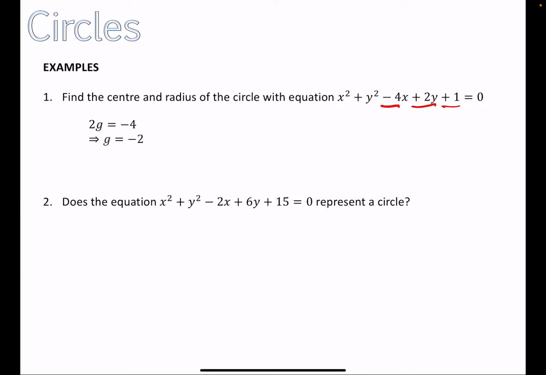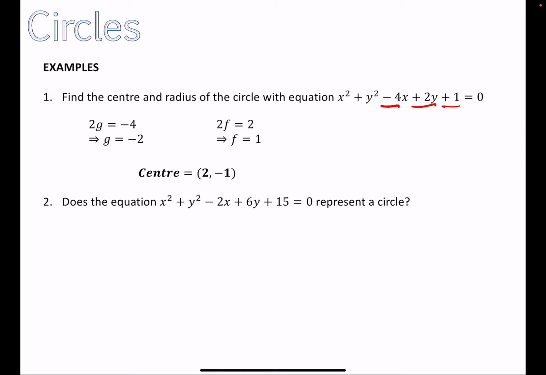and likewise with 2f. But once we know what 2g is, we can find out what g is, okay? Once we know what 2f is, we can find out what f is, and we've just got to be careful with the symbols. They basically just swap round, okay? If it's minus 2, then our center is going to be positive 2. With the f, if it's 1, then our center is going to be minus 1, okay? So just swap those symbols around, but all of that is clear in your formula sheet, okay? So pay attention to that.